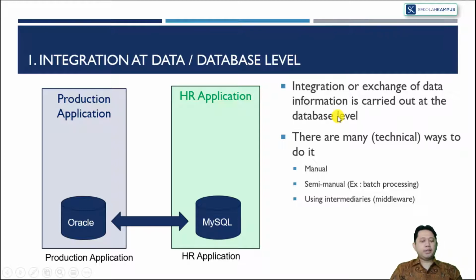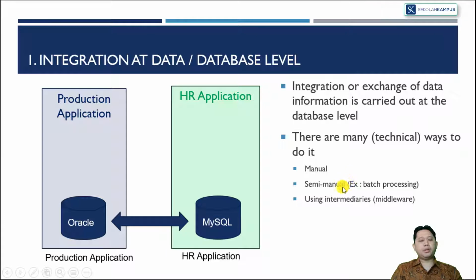As we can see here, the integration or exchange of data and information is carried out at the database level. I repeat again, this is done by database interaction, database operation. There are also many technical ways to do it. Maybe we can say manually. For example, the DBA, database administrator, can move the employee table from MySQL manually to the Oracle table. That is the example of manual.